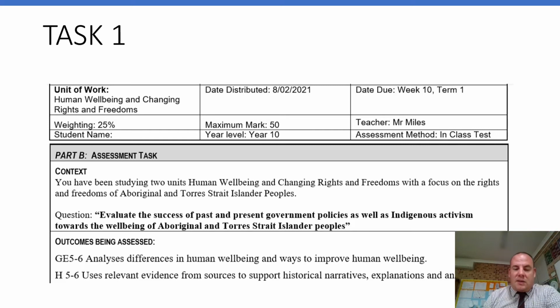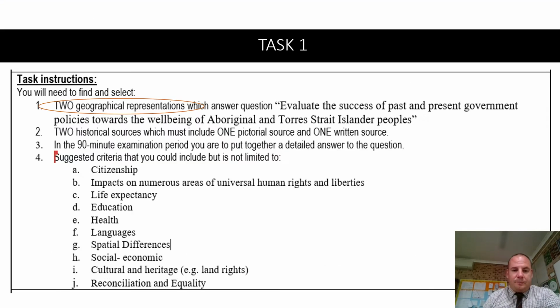Now, going over to the task, let's have a look at the question. We've got to evaluate the success of past and present government policies as well as Indigenous activism towards well-being of Aboriginal and Torres Strait Island peoples. So that's what we're going to be doing. So remember, in geography, we're looking at well-being. We're going to be evaluating the well-being of Aboriginal and Torres Strait Island peoples.